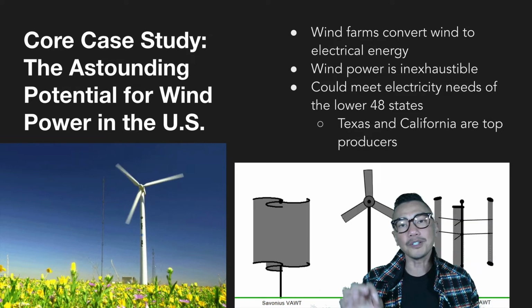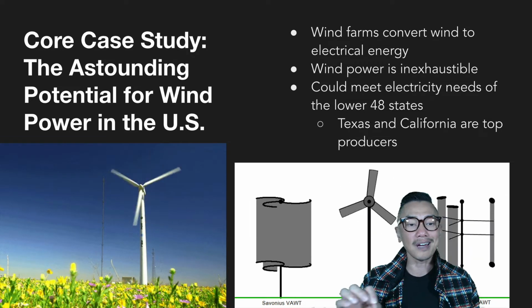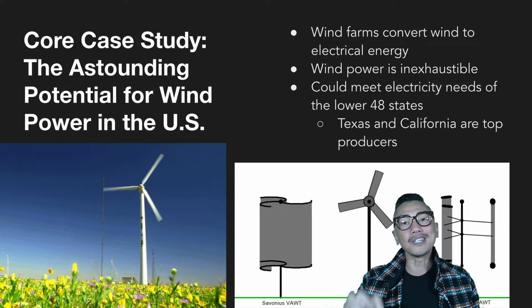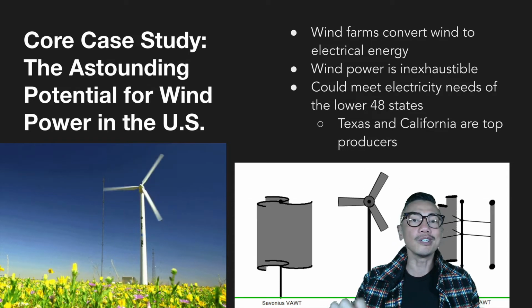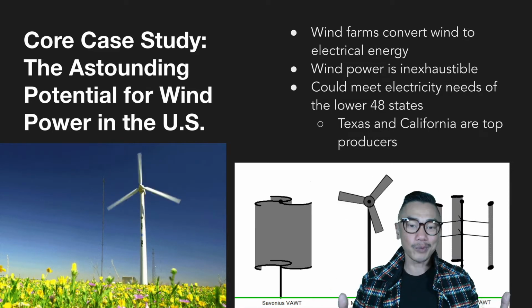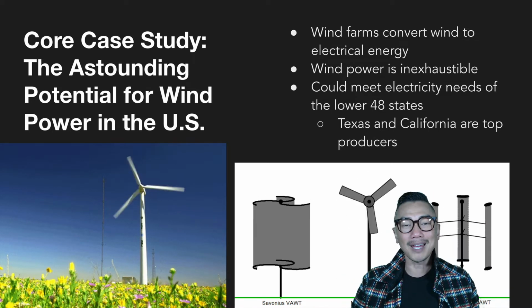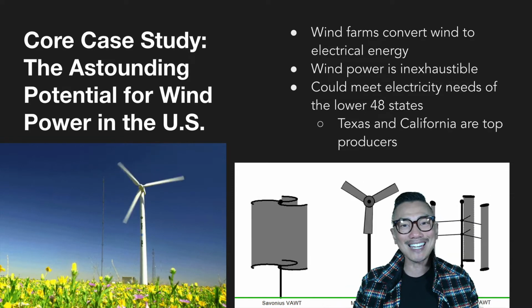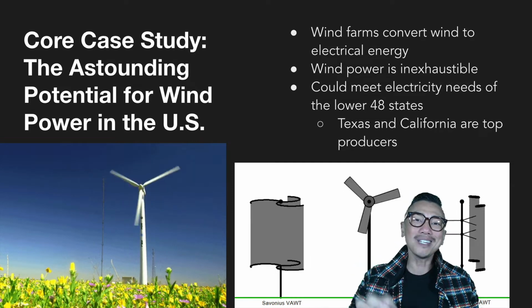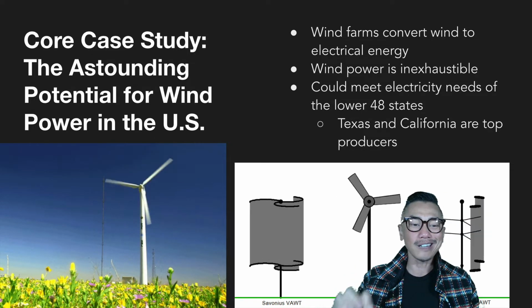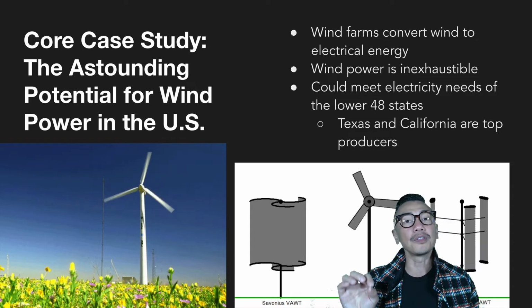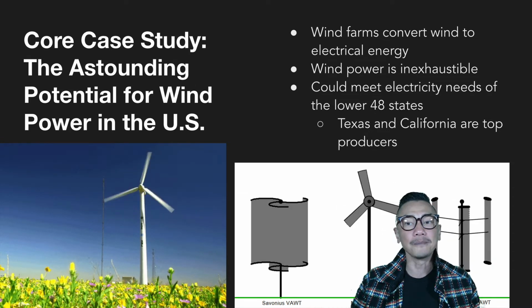Wind power is created by wind farms that convert wind into electrical energy. Wind turns a wind turbine, which in turn generates electricity. Wind is an inexhaustible resource that will never run out and can provide power sustainably and into perpetuity. Wind power could meet the needs of all lower 48 states. Currently, Texas and California are the top producers of wind energy.